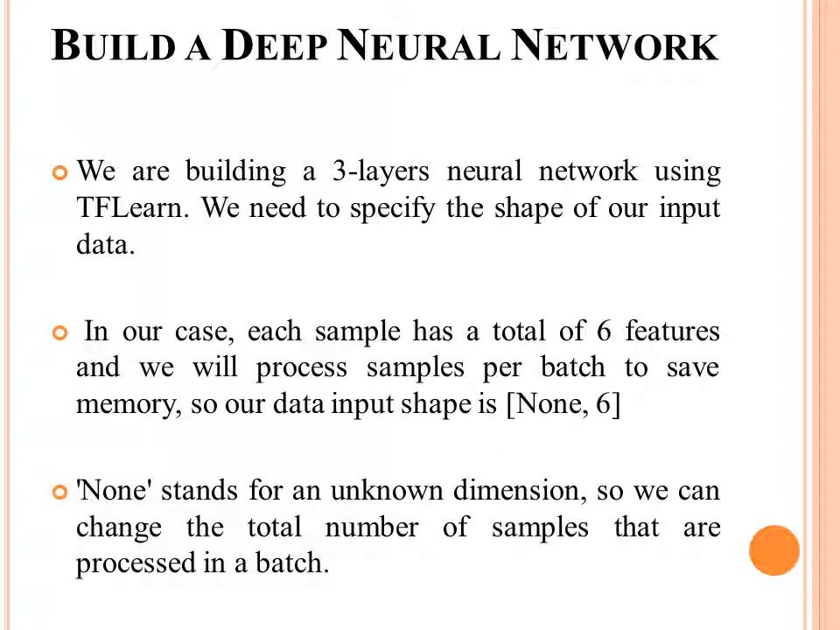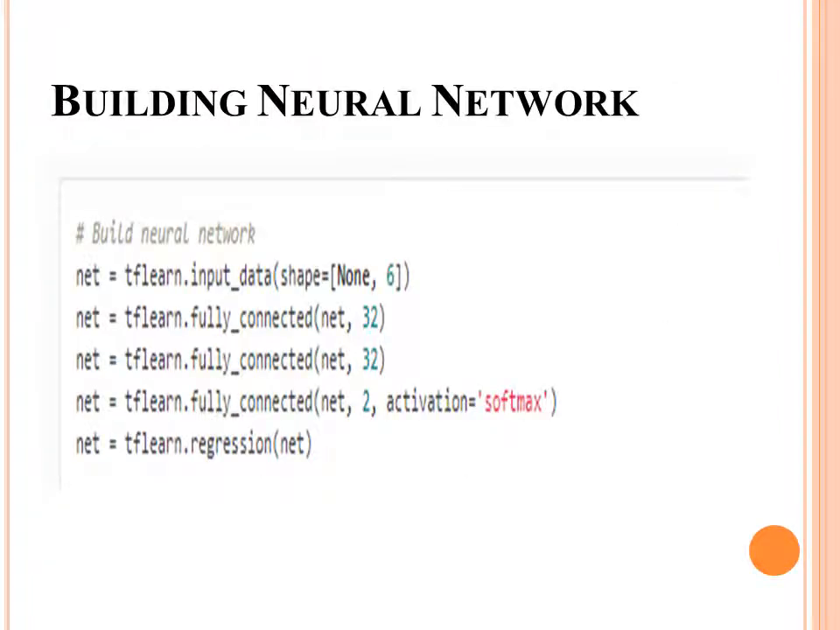And to build a deep neural network, finally we are building a 3-layer neural network using TFLearn. We need to specify the shape of our input data. In our case, each sample has a total of 6 features, and we will process samples per batch to save memory, so our data input shape is None, 6. None stands for an unknown dimension, so we can change the total number of samples that are processed in a batch.